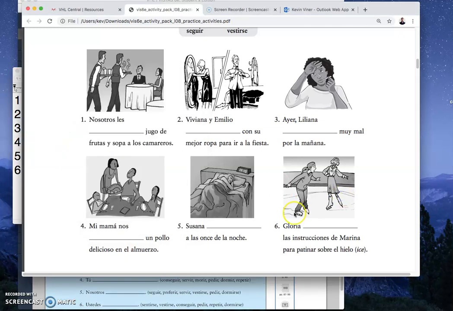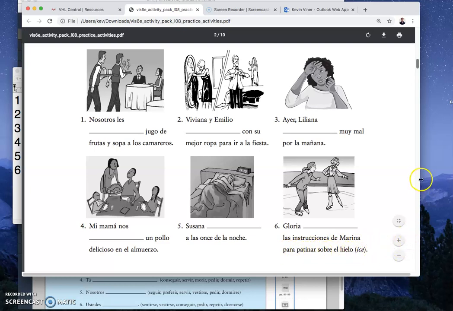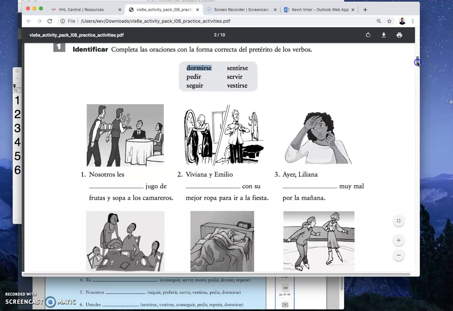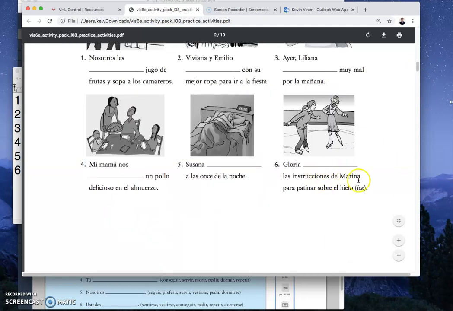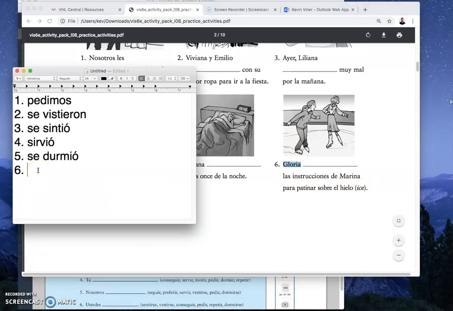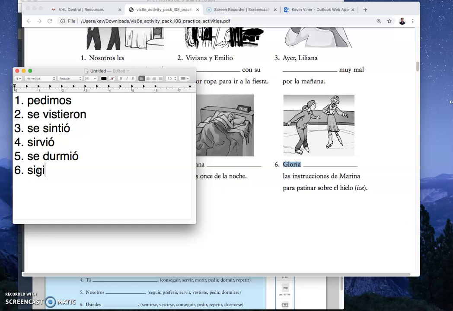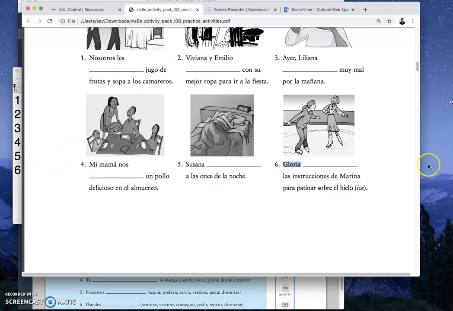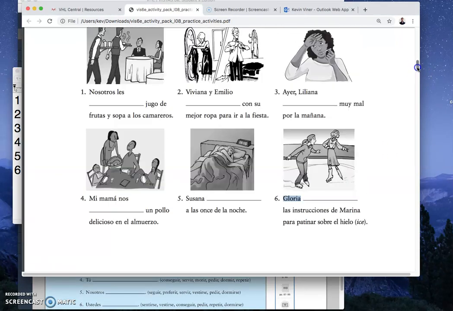Muy bien. Last one. Gloria blank las instrucciones de Marina para patinar sobre el hielo. Pause it. Welcome back. So the last verb that we have is seguir, which means to follow, right? So she followed instructions. Followed. We also have a third person singular, so Gloria. So there would be a stem change. Siguió. Right? There's the stem change. Siguió. And notice, of course, all the accent marks on these as well. Okay, very important. Okay, muy bien, clase. So that's basically it for this one.